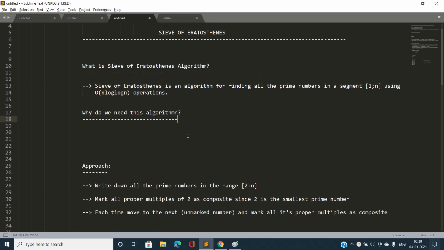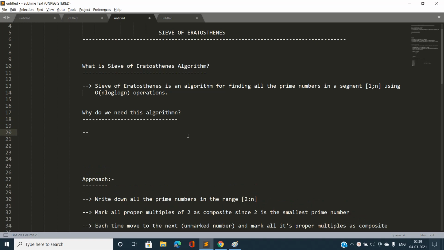So why do we need this algorithm to calculate all the prime numbers in the range 1 to n? Note that we can also use the naive algorithm. That is, the naive algorithm is what? Check every number in the range 1 to n, whether it is a prime number or not. Yes, we can check whether it is a prime number.